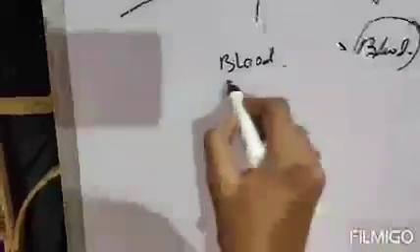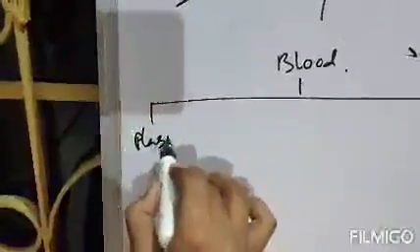Next, if we write blood, so this is blood. There are three important topics in blood. It can be subdivided as number 1, plasma, and number 2, blood cells.